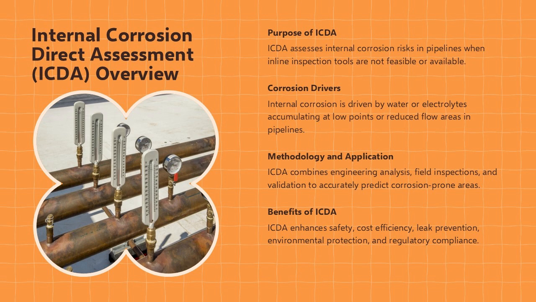The primary principle behind ICDA is that internal corrosion in liquid pipelines is driven by the presence of water or other electrolytes that separate from the hydrocarbon stream and accumulate at specific locations, typically low points or areas of reduced flow velocity. By understanding pipeline elevation profiles, flow characteristics, operating conditions and fluid properties, ICDA models can predict where corrosion is most likely to initiate and propagate.